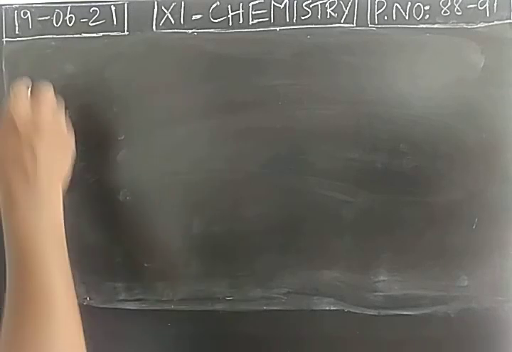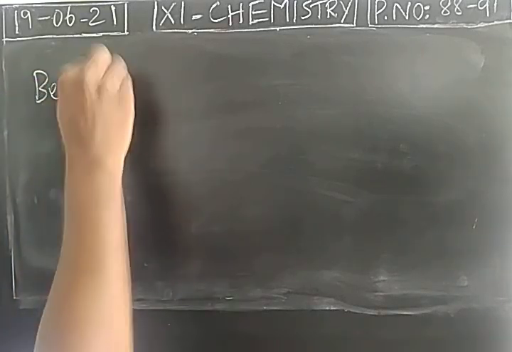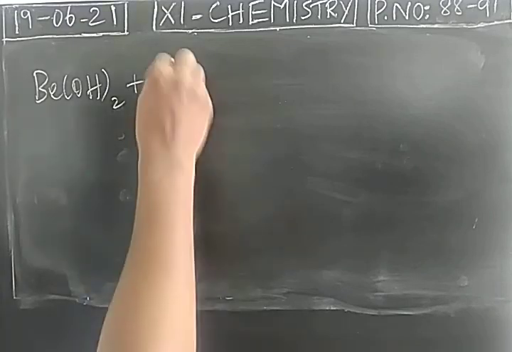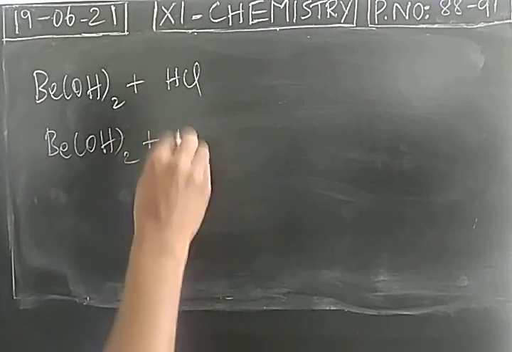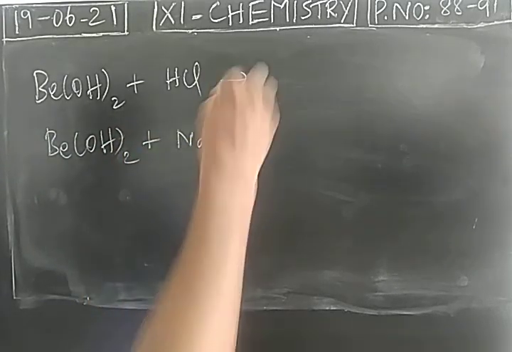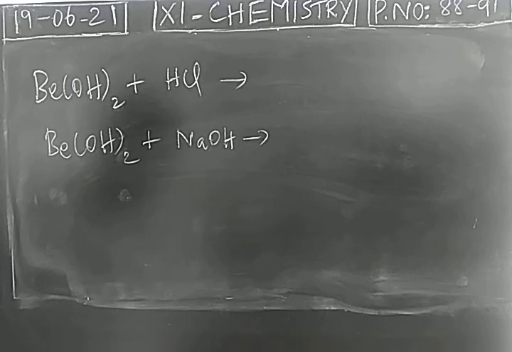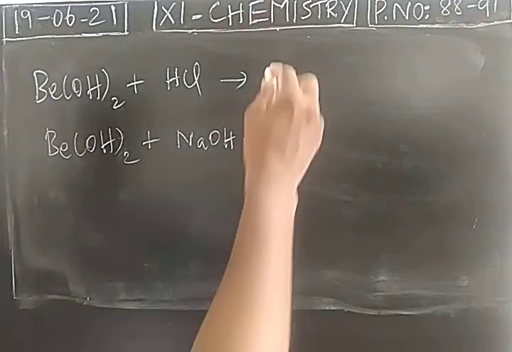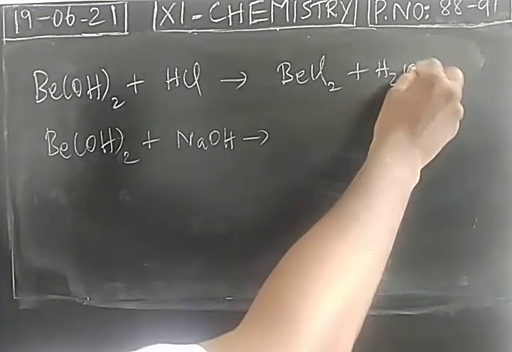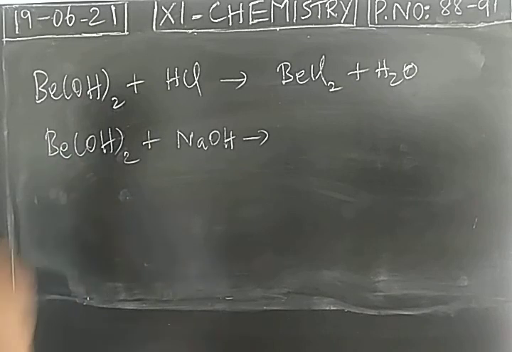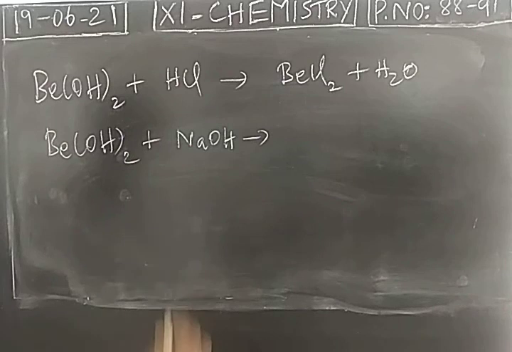And as I told, beryllium hydroxide is amphoteric in nature. It can combine with both acid as well as base. When it combines with acid or base, it gives salt and water. Beryllium hydroxide combines with the acid hydrochloric acid. It gives the salt beryllium chloride with water. When the amphoteric substance beryllium hydroxide combines with the base sodium hydroxide, it gives a salt, sodium berylliate.